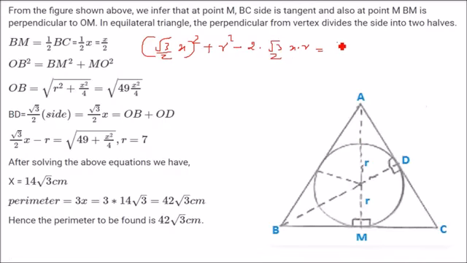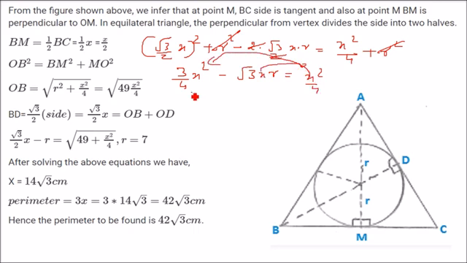So (x by 2) whole square will be equal to x square by 4 plus R square. So R square gets cancelled. (Root 3 by 2 x) whole square is 3 by 4 x square, minus root 3 xR. This is going to be equal to x square by 4. I'm taking this on this side, this on this side. This is 3 by 4 x square minus x square by 4 is equal to root 3 xR.